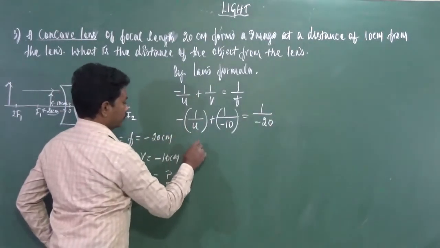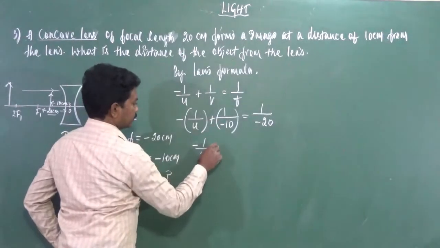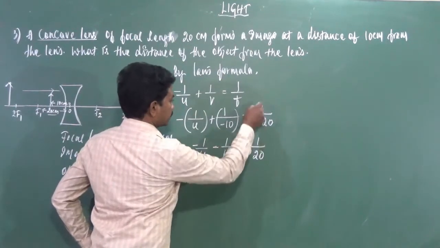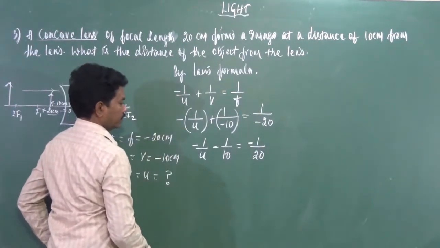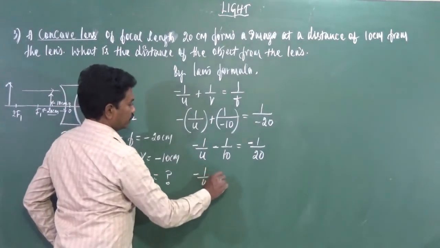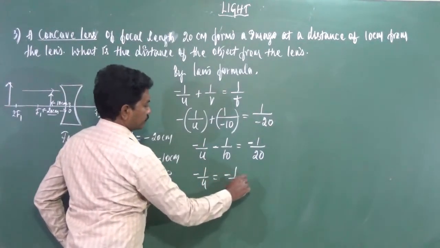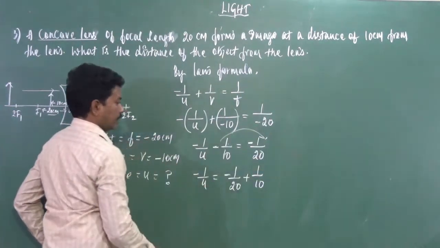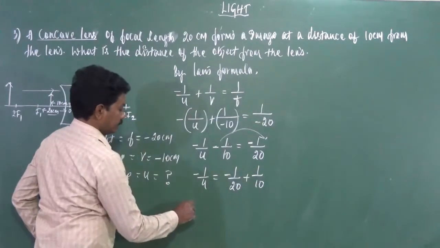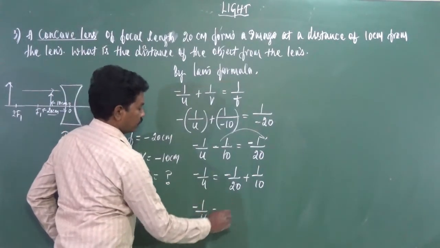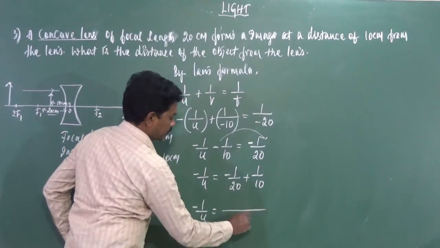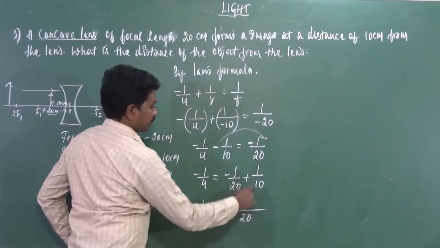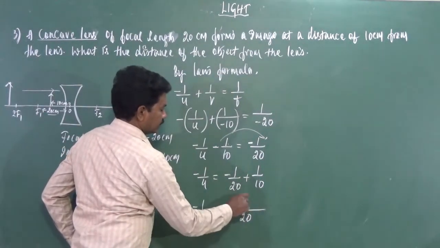So minus 1 by U plus into minus is minus 1 by 10, is equal to minus 1 by 20. You can just raise the negative sign to the numerator. So minus 1 by U is equal to minus 1 by 20 plus 1 by 10, because minus 1 by 10 after transposing to the RHS is going to become plus 1 by 10. So minus 1 by U is equal to, for 20 and 10 the LCM is 20 again, minus 1 by 20 into 20 is minus 1, plus 1 by 10 into 20, that is 2.